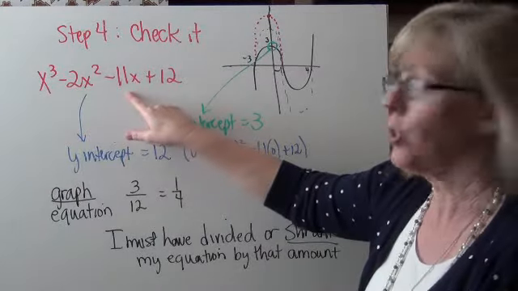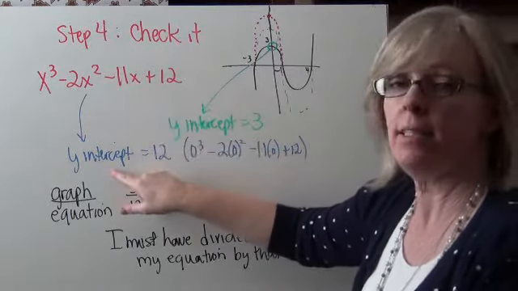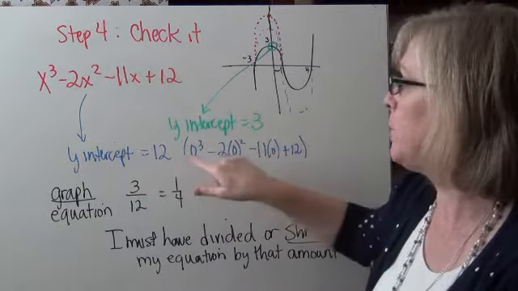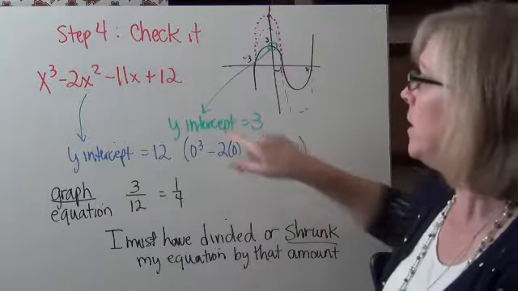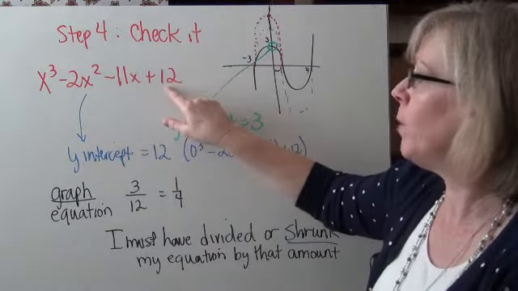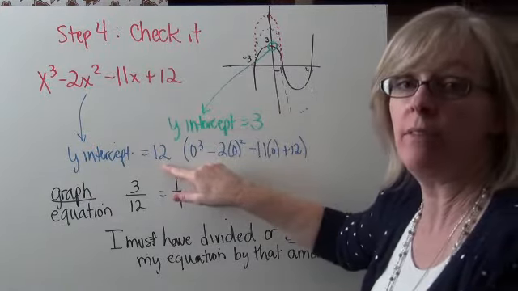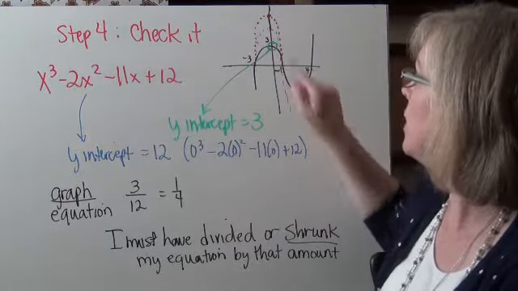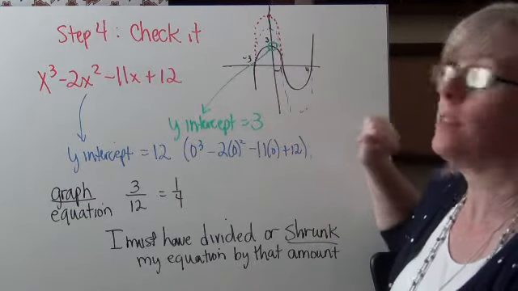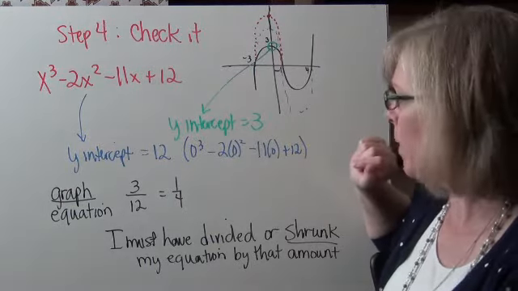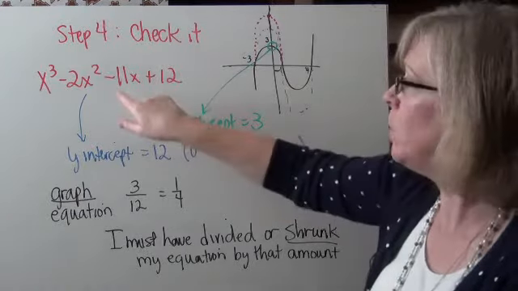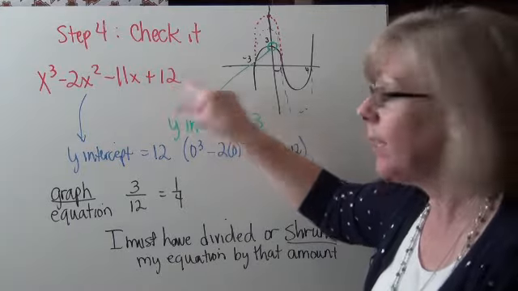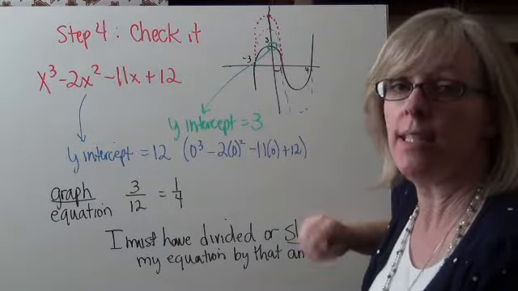I rewrote the equation here, and I said, what would the y-intercept be of this equation? If you remember, the y-intercept is where we plug 0 in for every x. 0, 0, 0, 12. So the y-intercept should be 12 in this equation I just wrote. It should cross the y-axis at 12. But take a look where it crosses the y-axis. At 3. Okay? So that's not quite the right equation, because this one's saying it would cross at 12 when I have a graph that crosses at 3.